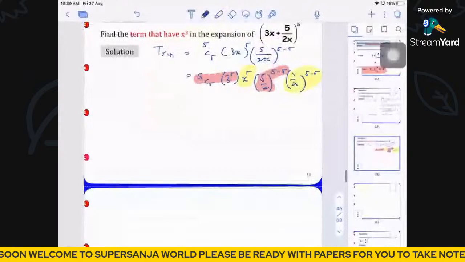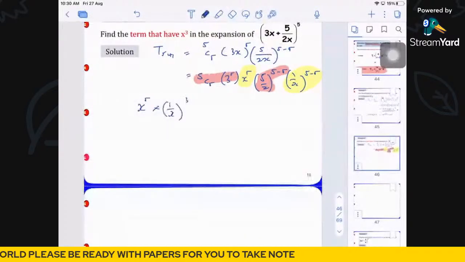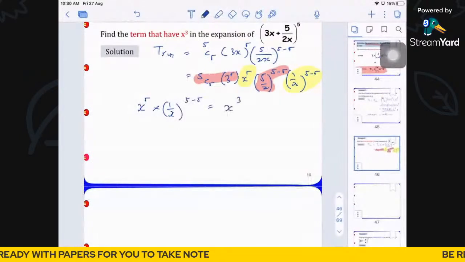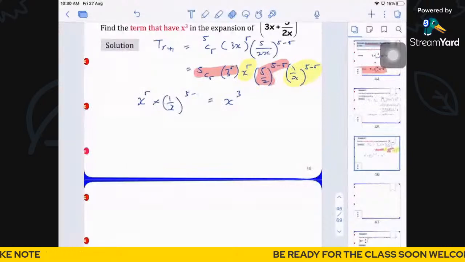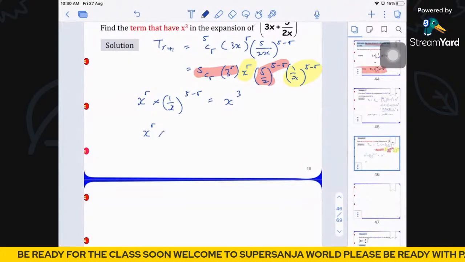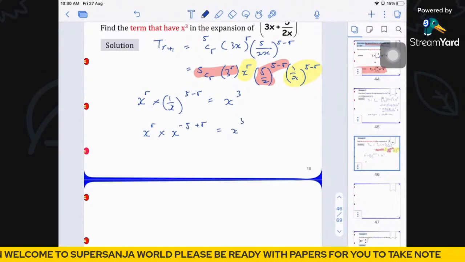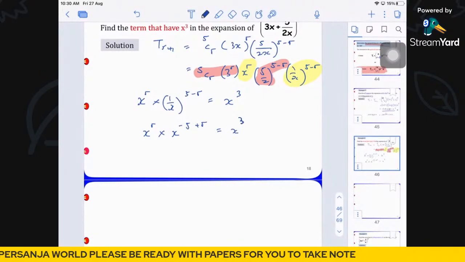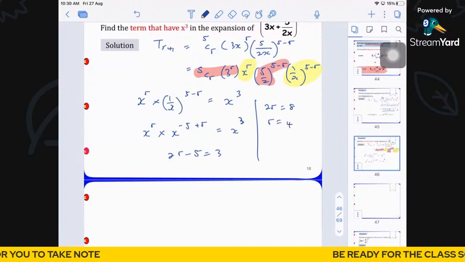So the yellow color is going to play a role right now, because x power of r times 1 over x power of 5 minus r must give me x cubed. Only the yellow color highlighted part will play a role. Okay, so here is r. So now you know that x power of r times x power of negative 5 plus r equals x power of 3. Now compare the index. So 2r minus 5 equals 3. So 2r equals 8, r equals 4.